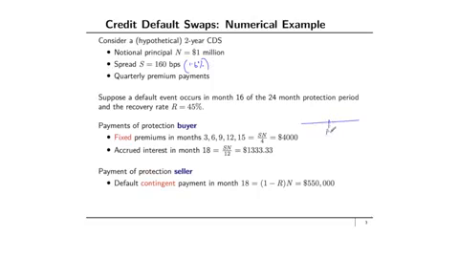Now here's month 15. The next coupon is going to be on 18. But in month 16, the default has happened. So this is the period over which the interest has accrued.